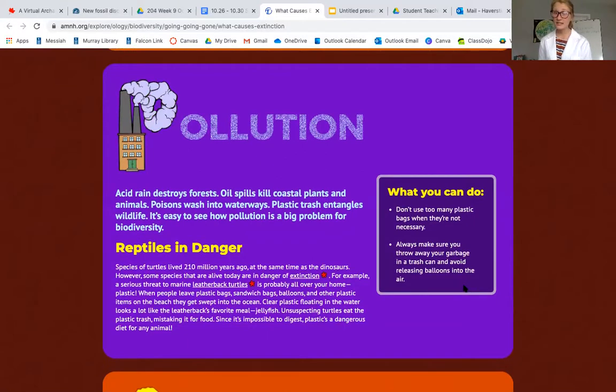Another thing that causes extinction is pollution. Pollution is where chemicals and other really bad things for the environment are spread into the air and into our water. Sometimes when you see a lot of trash outside, that is pollution. And so we can do our best not to cause pollution by carpooling, riding our bikes instead of taking cars, and always making sure that our garbage goes in the right place. Sometimes our garbage and our pollution can cause species to go extinct. It can cause them to disappear forever.